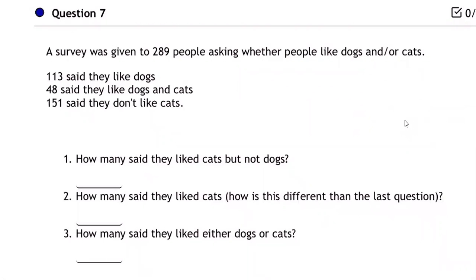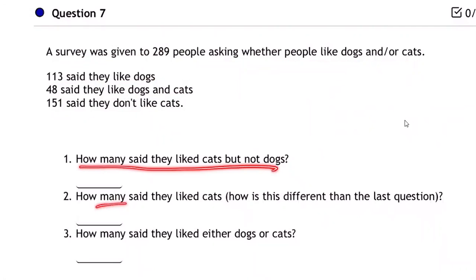Okay, so a survey was given to 289 people asking whether people like dogs or cats. 113 said they like dogs. 48 said they like dogs and cats. 151 said they don't like cats out of the 289 people. How many said they like cats but not dogs?